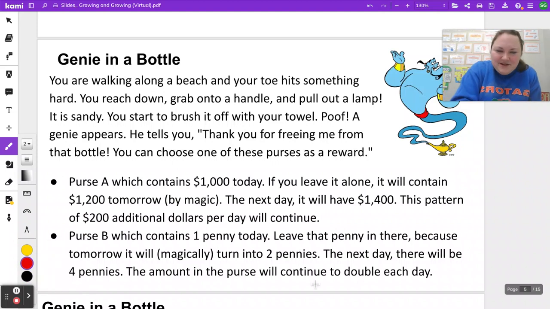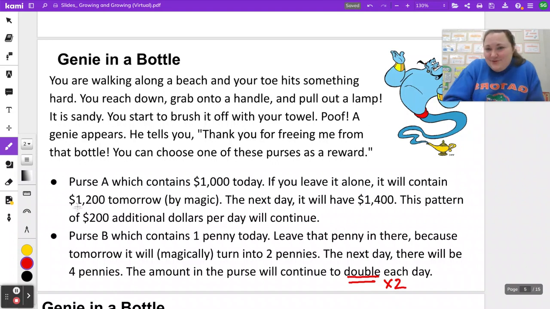Real quickly, I want to talk about that word double. When something is doubling, what math is happening there? Well, it went from 1 penny to 2 pennies, 2 pennies to 4 pennies. Doubling is when you're multiplying by 2. And so we are given this option.